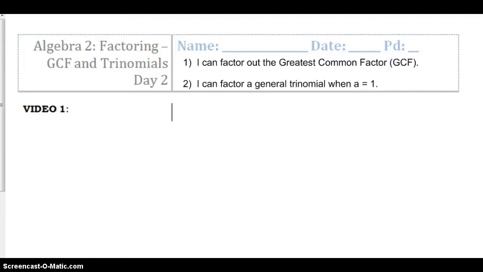Hello Algebra 2. Tonight's videos, there's two of them. Video 1 is going to have the learning target of I can factor out the greatest common factor, or GCF. Video 2 will be talking about the learning target of I can factor a general trinomial when a equals 1. Please pause the video and write in these two learning targets for day 2 notes.